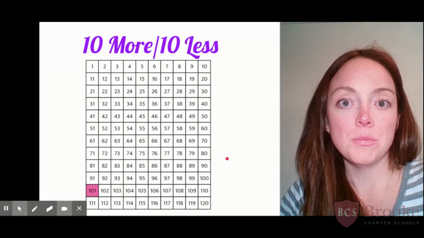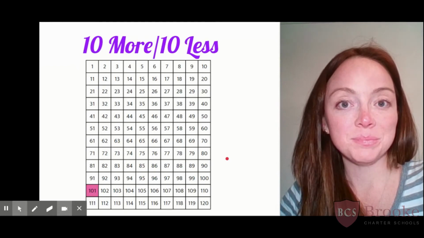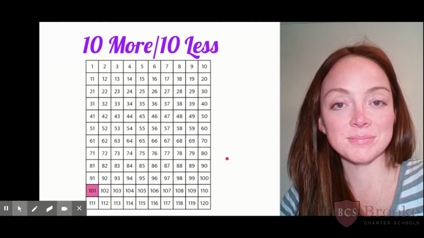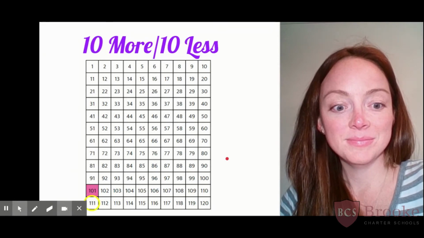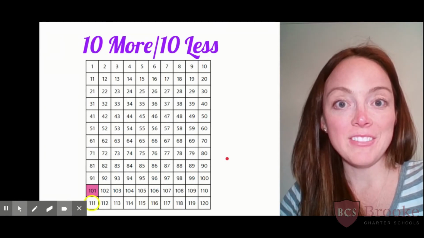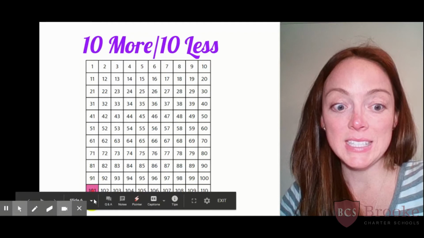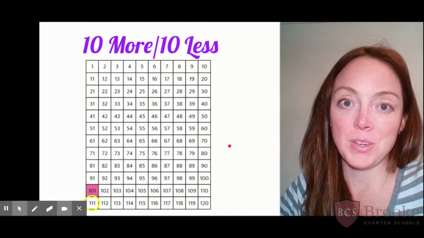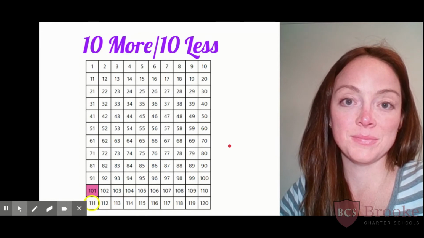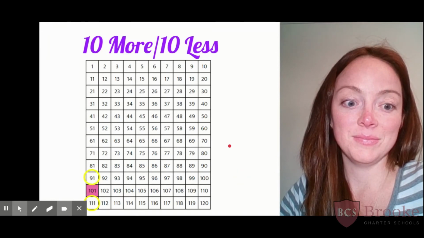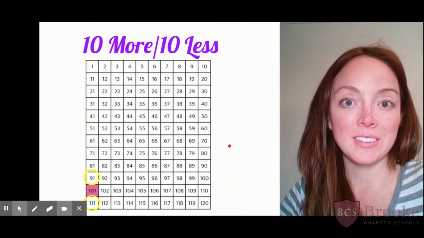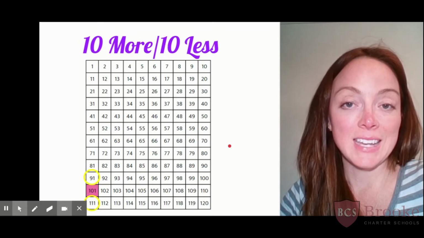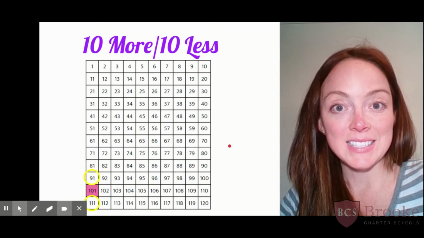What's 10 more than 101? Good, 111, because I went from 0 10 sticks to 1 more. What's 10 less than 101? You got it, 91. I broke apart 10 tens and went to 9 tens instead.